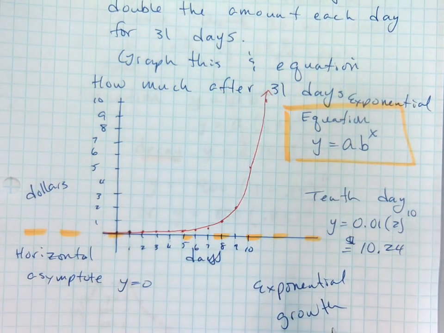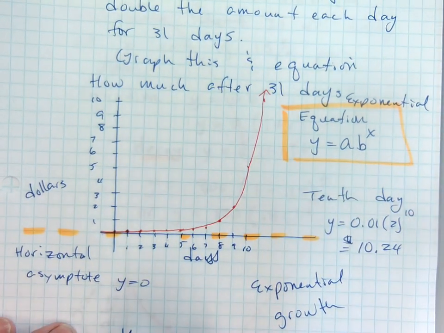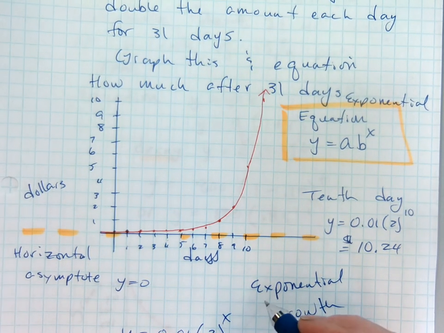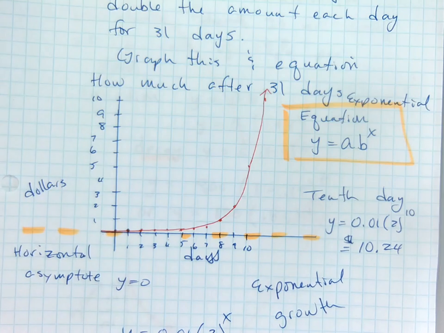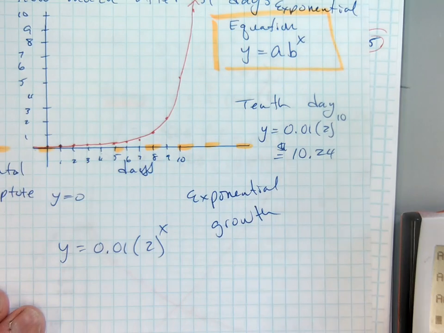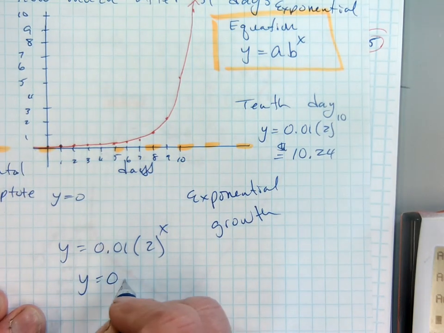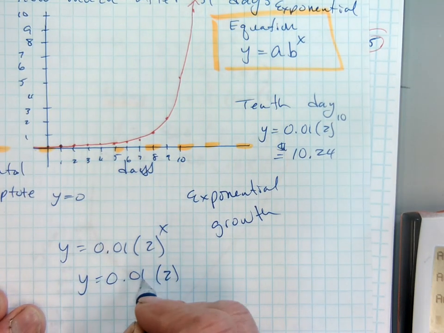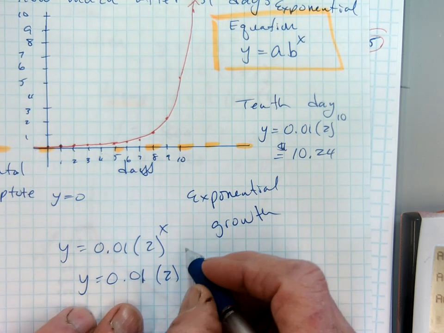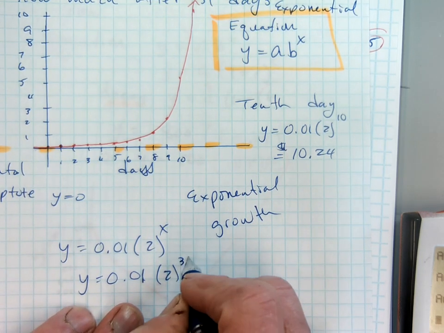So the equation we wanted to use was y equals 0.01 for 1 penny times 2 to the x power. Now, if I want the 31st day, right, I'm just going to use my calculator. So I'm going to plug in 31, and I'm going to find out how much money. Any guesses? Well, a lot of kids guess like $1,000. Somebody guessed $2 million. That seemed like a lot, but let's find out what it really says.